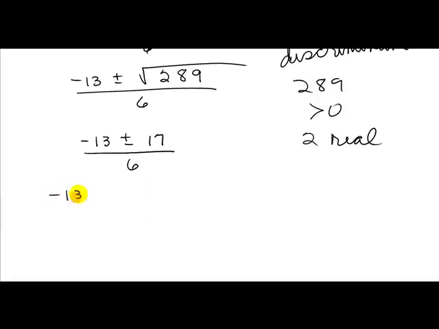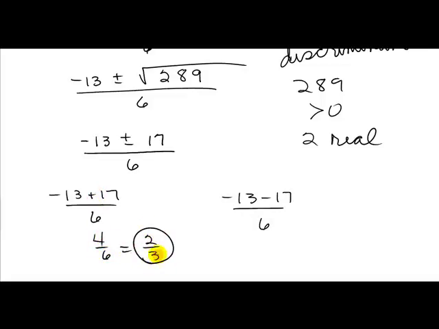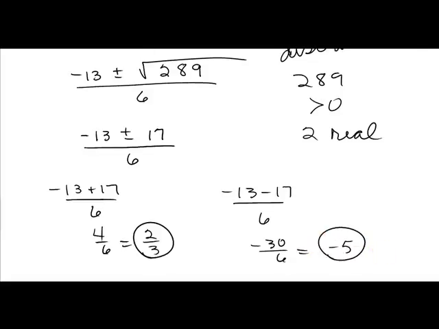And let's separate it out. Negative 13 plus 17 over 6, negative 13 minus 17 over 6. That's going to give me 4 over 6, which will equal 2/3. So there's my first answer. And then I've got negative 30 over 6, which will simplify to negative 5, which will give me the second answer.